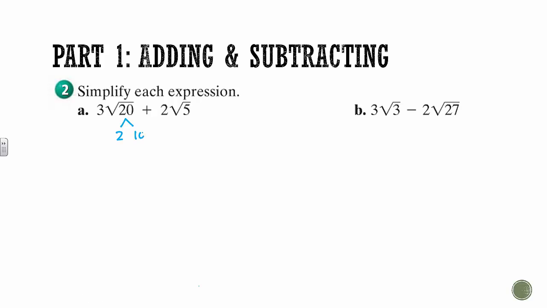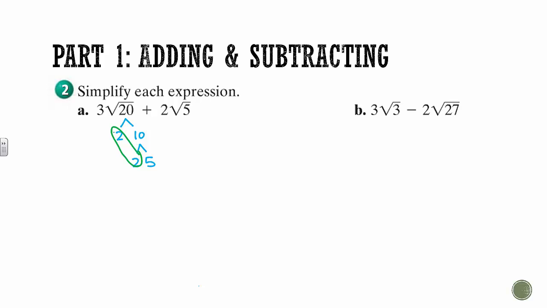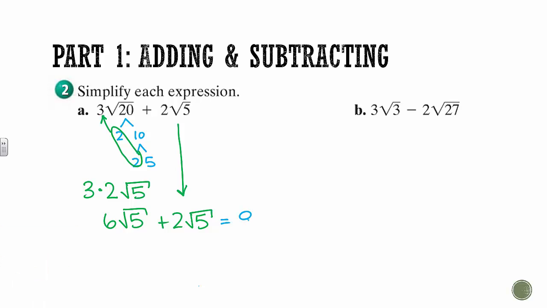Two things that make 20 are 2 and 10, and then that make 10 are 2 and 5. So I can make a square with these 2's, so I'm going to take that out and multiply it by the 3. And then there's a 5 in here that can't make a square. So if we simplify this, 3 times the square root of 20 is the same thing as 6 times the square root of 5. Now we have like radicals, and all we have to do is add 6 and 2. So this problem ends up giving us 8 times the square root of 5.